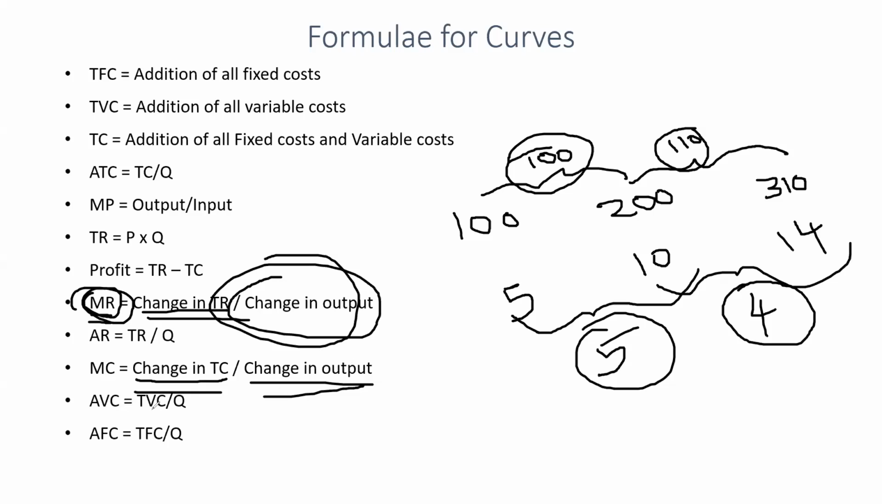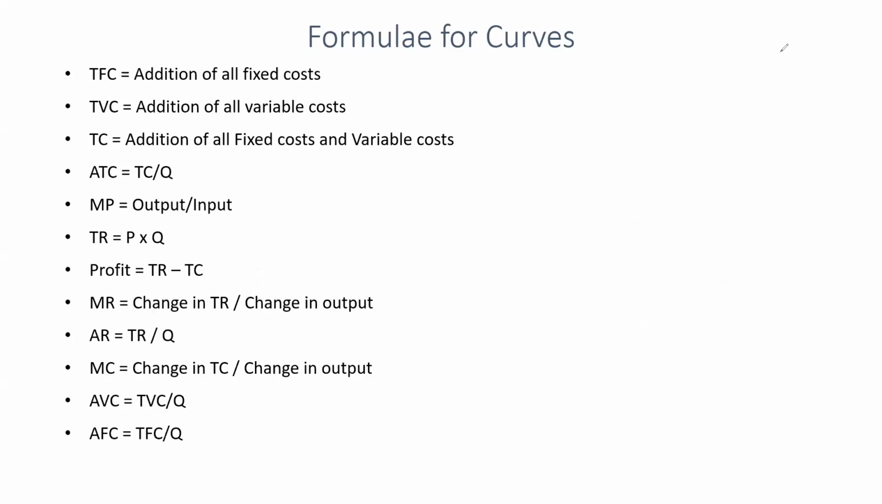Average variable cost is total variable cost over quantity, and average fixed cost is total fixed cost over the output. Just a quick reminder, everyone, this is just a revision recap lecture, so my intention is not to explain everything in detail. It is just to recap all the concepts.